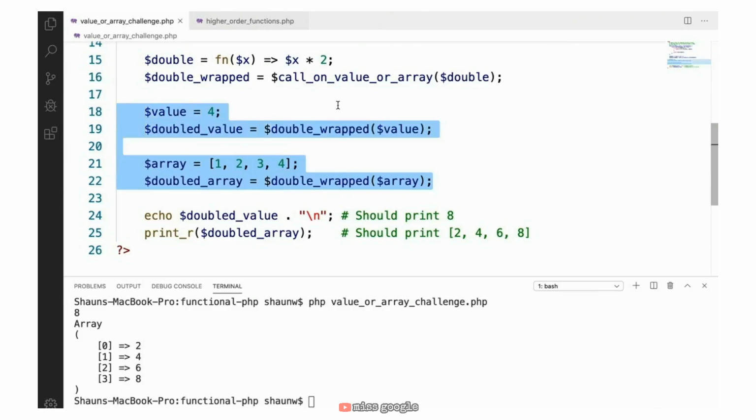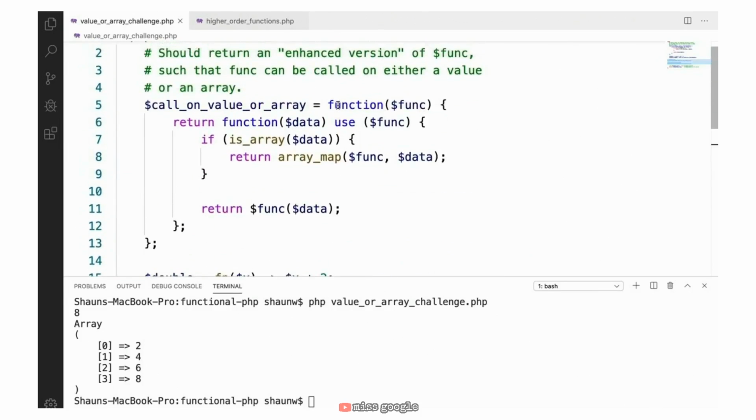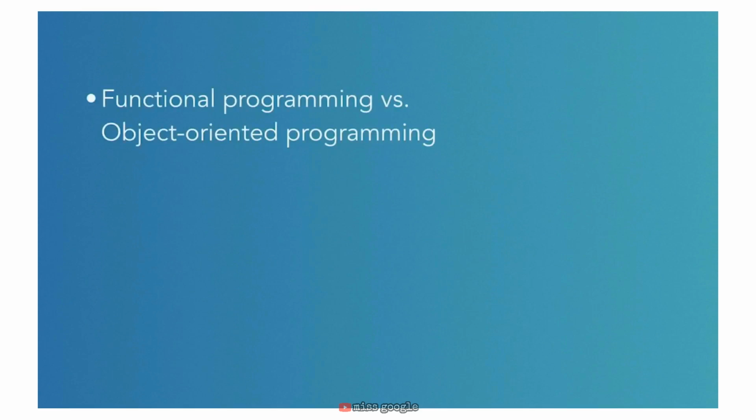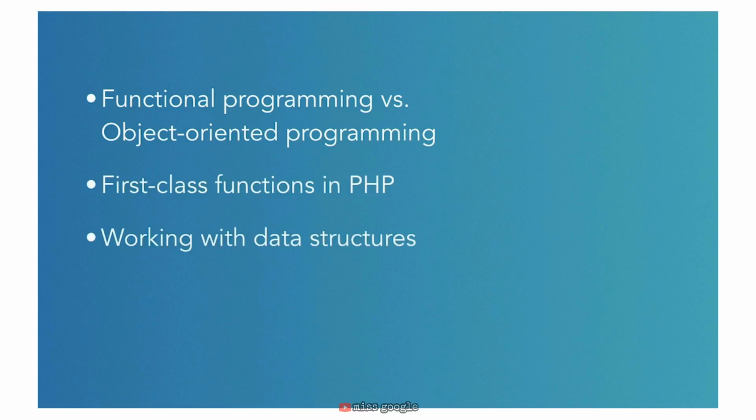Congratulations if you found the solution, or maybe you even found a better solution. Well, this brings us to the end of the course. We've definitely covered a lot of topics here. We started off with the basic concepts of functional programming and how it compares to object-oriented programming, and then moved on to first-class functions and how to work with them in PHP. After that, we saw how functional programming makes working with data structures very straightforward, followed by an introduction to the advanced concepts of recursion, partial application, and composition.